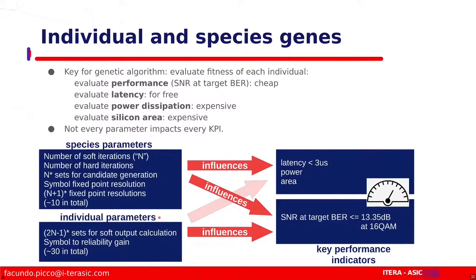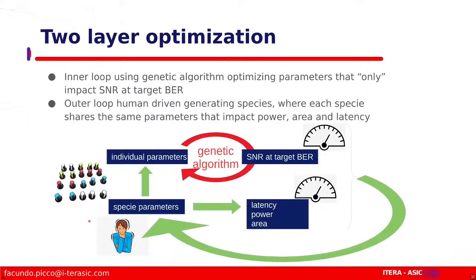Now, how do we use this to make the optimization? Well, we basically split the optimization in two nested loops. We have an inner loop that uses the genetic algorithm to modify and optimize the individual parameters, so the set that was below on the previous slide, using only the signal-to-noise ratio at the target BER as a metric, as a driving force for the algorithm to find a good new individual. And on an outer loop, we have a human procedure, so really people processing the data and generating and modifying the species parameters. We are using the signal-to-noise ratio at target BER and also latency, power, and area to modify the species parameters.